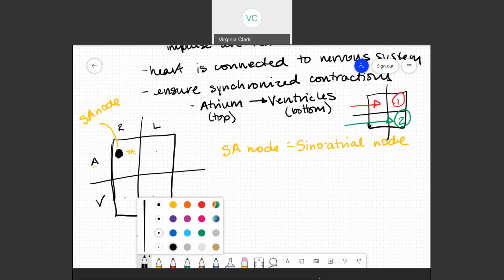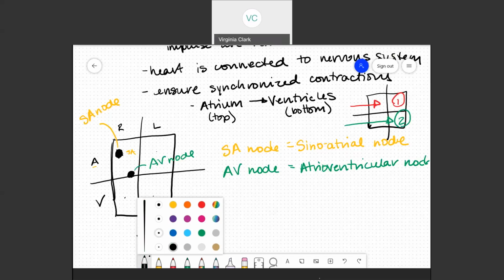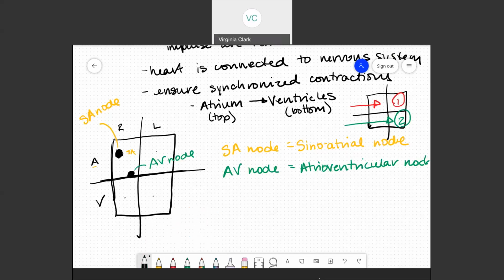You're also going to have a pocket of cells that are going to be your AV node. So this right here will be your AV node, and your AV node stands for atrioventricular node. It is on the line, or right next to the line, between your right atrium and your right ventricle. So that's your AV node.